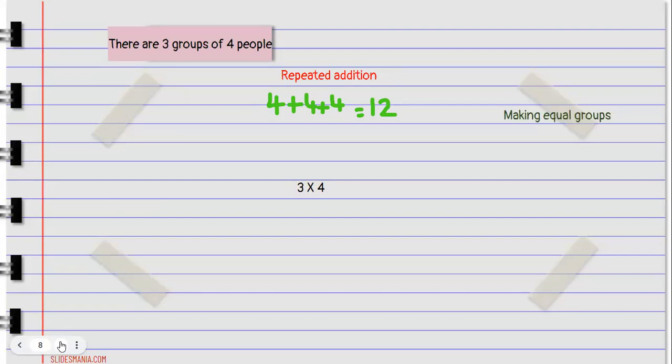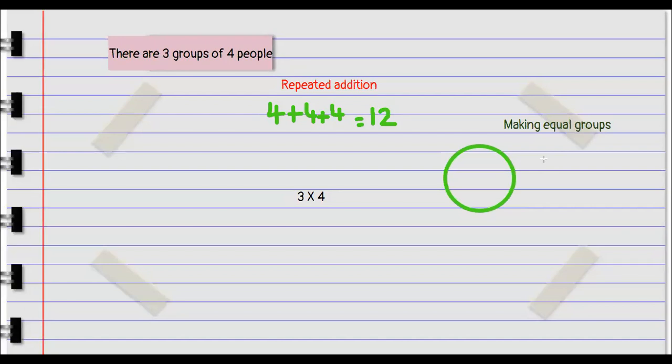For this, let's start making equal groups. First, let's decide how many groups we are going to make. We can make 3 groups. We can make 4 groups. The choice is yours. So let's take 3 groups. This is the first group. This is the second group. And this is our third group.